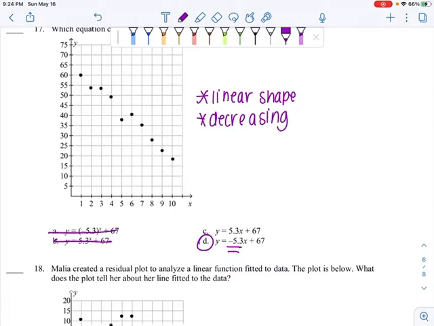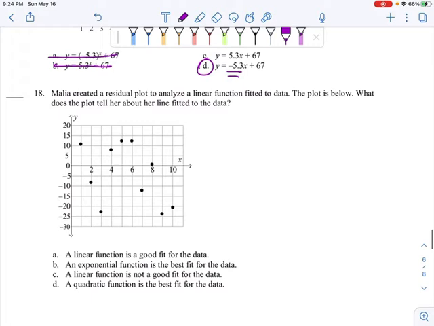Malia created a residual plot to analyze a linear function fitted to the data. The plot is below. What does the plot tell her about her line fitted to the data? This is kind of where it gets a little tricky. When you think of fitted, you think maybe close together in a line, but in this case, we want them to kind of be scattered. That's what makes it a good fit.